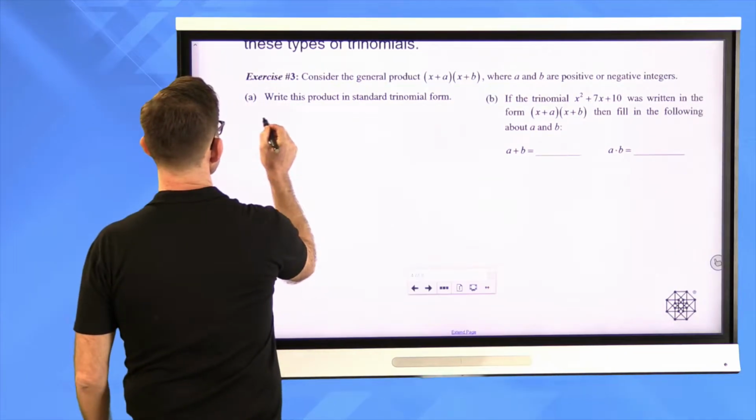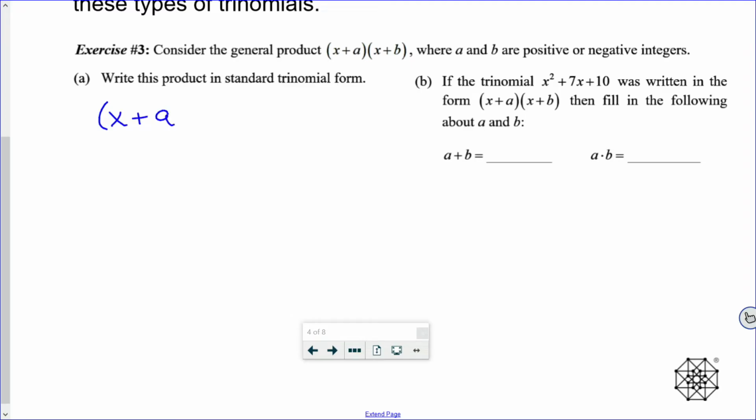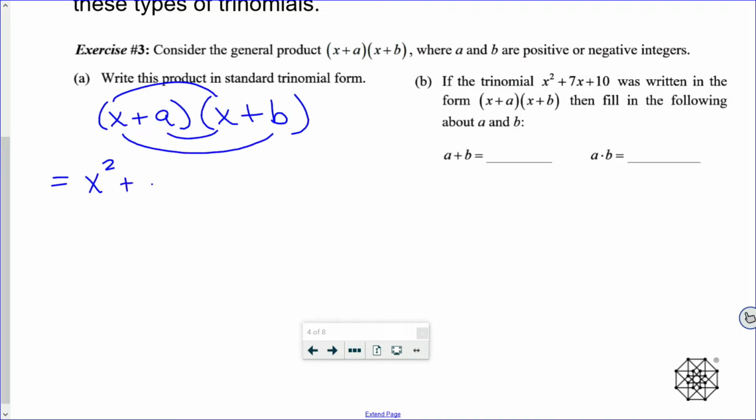All right, let's put down (x + a)(x + b), and again, I'm going to do FOILing, but you could do whatever you want. x times x is x squared, right? a times x is a times x, and b times x is b times x, and then a times b is just, well, a times b. All right.